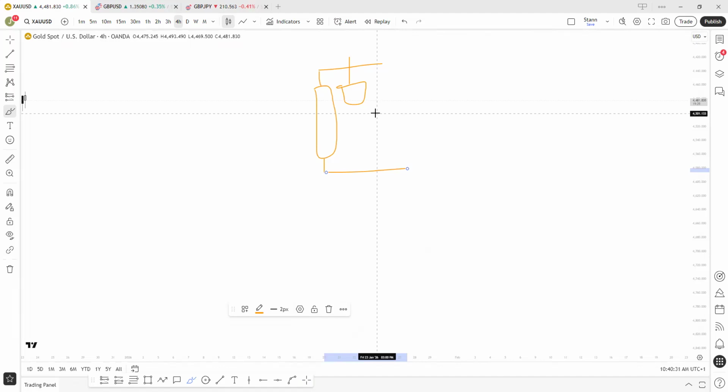Now, once you see this kind of thing here, I need something called structural confirmation. That's basically price must break structure in this direction. If I don't see price breaking structure in that direction, I'm not going to engage. So what do I mean? Now, let's say this is the daily time frame.